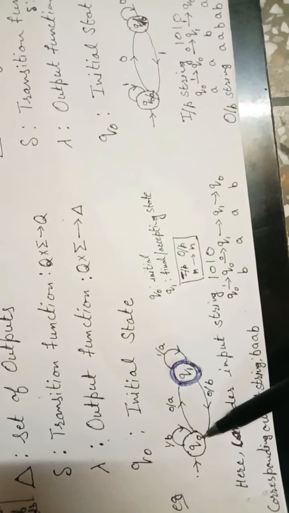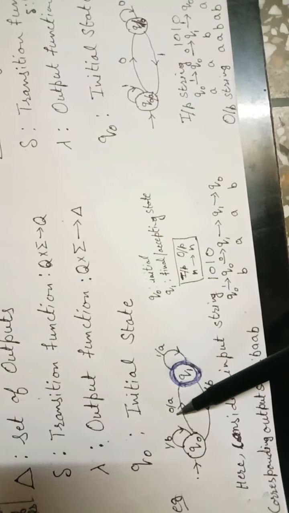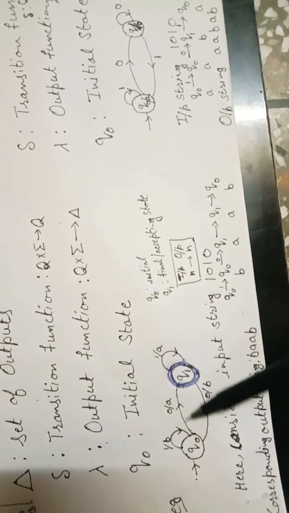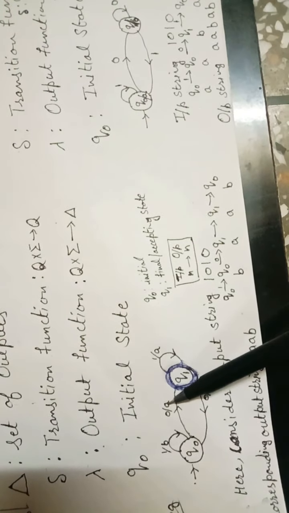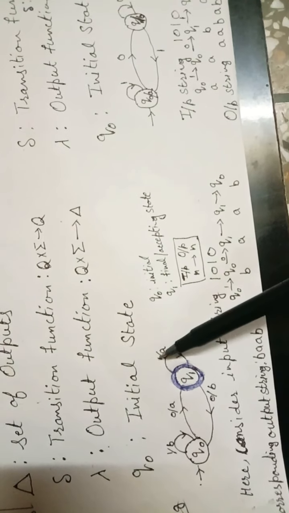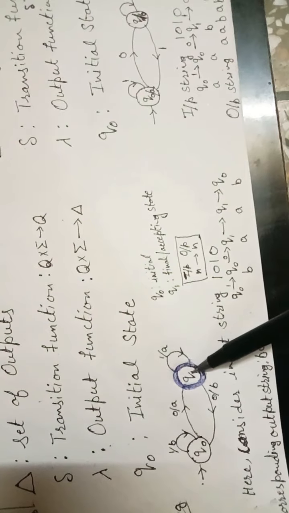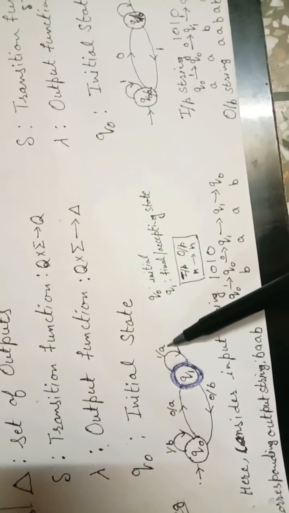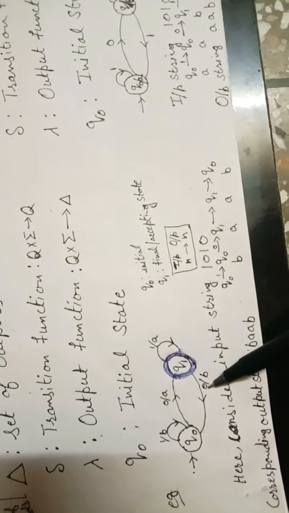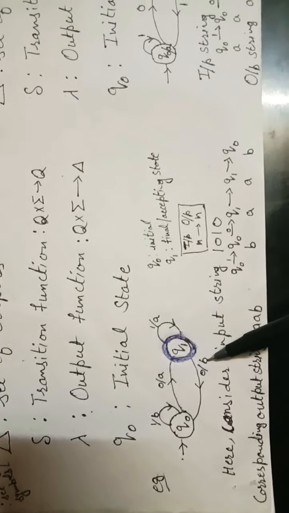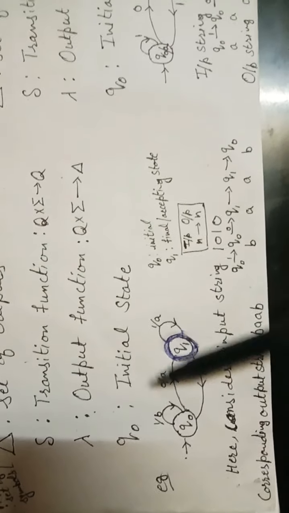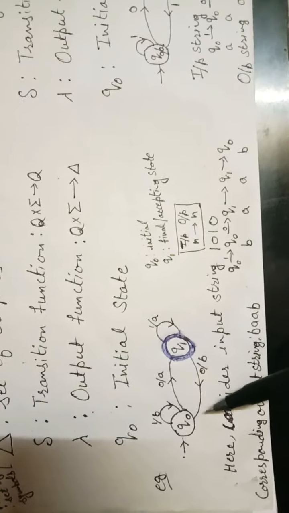Here Q naught, getting input 0, moves to Q1 and produces A as an output. Again, Q1 getting input 1 moves to Q1, producing A as output. Similarly, Q1 on getting 0 as input moves to Q naught and produces B as output. So now I hope you understand.